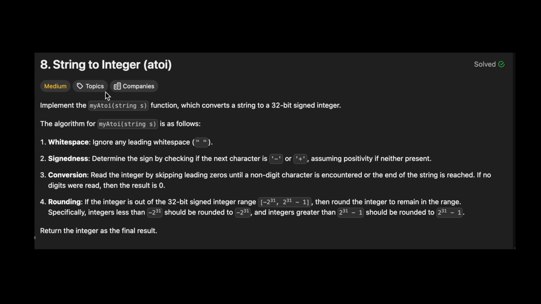So here's what the problem wants. You're given a string, and your job is to convert it into a 32-bit signed integer, just like the classic C function atoi. But of course, there are rules. So let's walk through them.